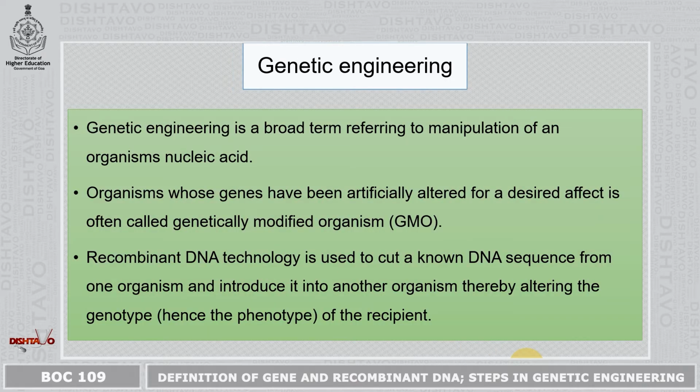Genetic engineering. Genetic engineering is a broad term referring to manipulation of an organism's nucleic acid, which can be RNA or DNA. Organisms whose genes have been artificially altered for a desired effect are often called genetically modified organisms or GMO. Recombinant DNA technology is used to cut a known DNA sequence from one organism and introduce it into another organism, thereby altering the genotype, hence also the phenotype of the recipient.